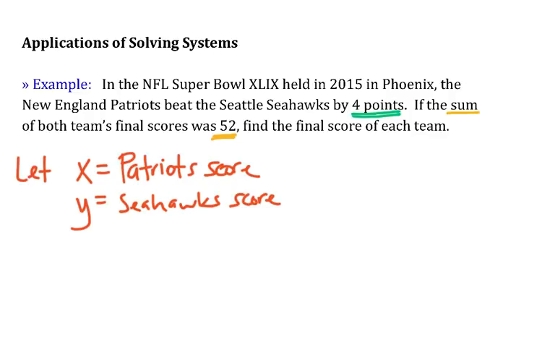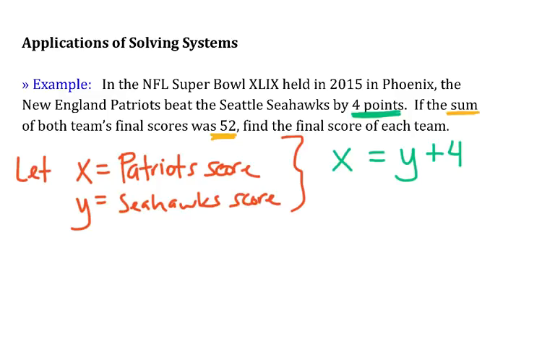Now the fun part comes in of building a system to reflect the information we're given in the problem. I think that little green piece of information which relates the scores is going to build our first equation. And I think the yellow piece of information about the sum of the scores could be used to build a second equation. So let's try that out. If the Patriots beat the Seahawks by 4 points, and I tried to set the Patriots' score equal to the Seahawks' score, I would have to add 4 onto the Seahawks' score to make them equal, right? Because the Patriots beat the Seahawks by 4 points.